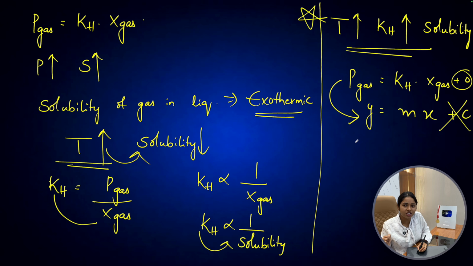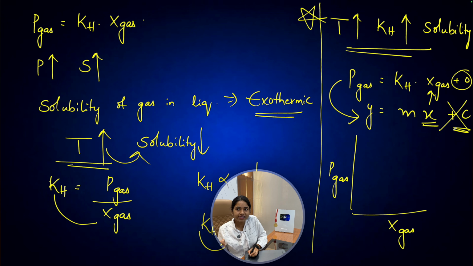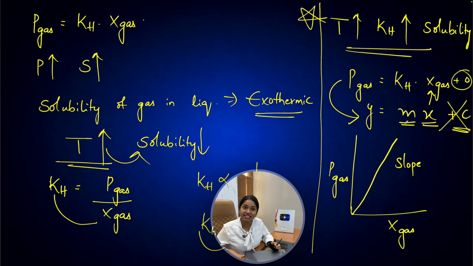On the y axis, you take pressure of the gas. On the x axis, what can you take? Mole fraction of the gas. And there is no intercept in this equation, which means the line passes through the origin, and the slope is m. In y = mx + c, m is the slope. So the slope, if you relate, is KH. This is the graph for Henry's law.